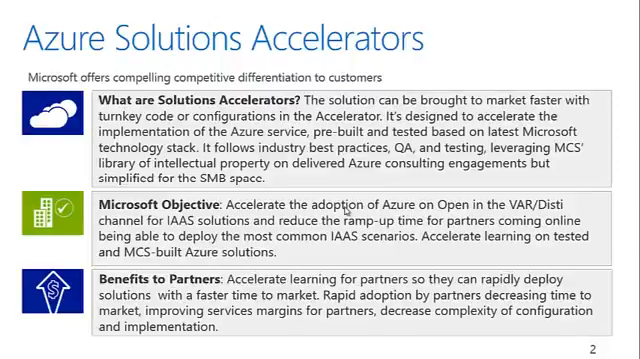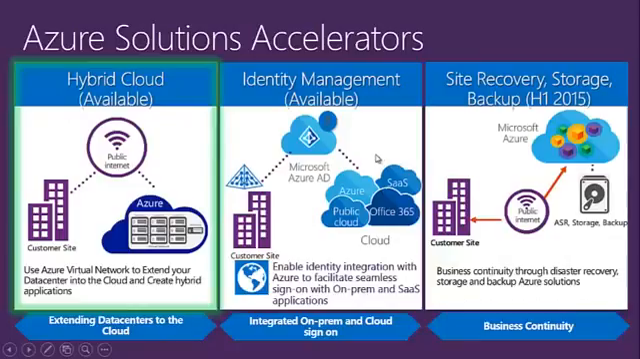So Microsoft's objective is really to accelerate the adoption throughout our channel, our partners, of the key technologies that we're focusing on. And the benefit to the partner is to gain faster time to market on these focused Microsoft technologies. So, what accelerators are we talking about today? Today, we're going to really focus on hybrid cloud. So, what is hybrid cloud?